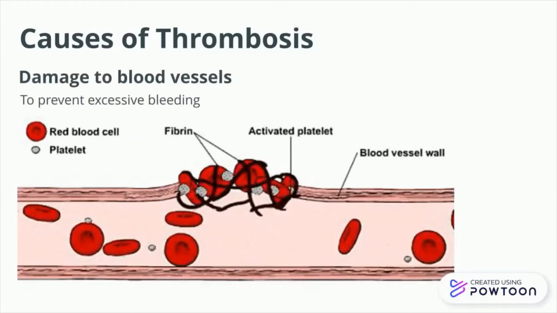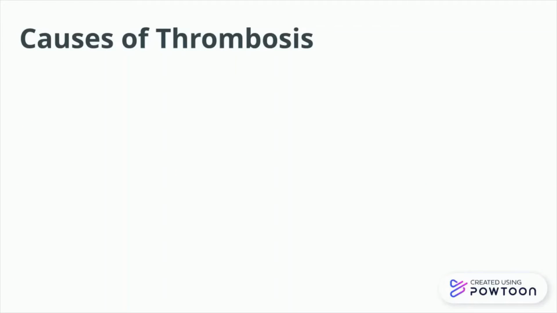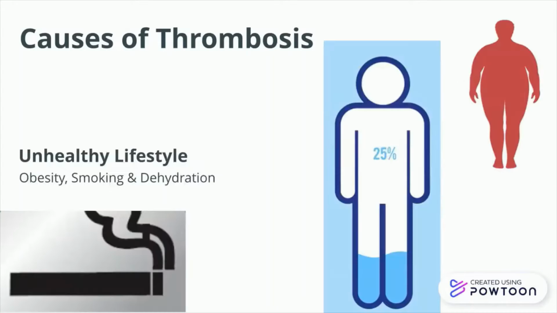Normally, a blood clot will be formed due to damages to blood vessels. When you are injured, platelets and fibrin will be sent to the wounds to prevent excessive bleeding. However, abnormal blood clots will be lethal to our body.